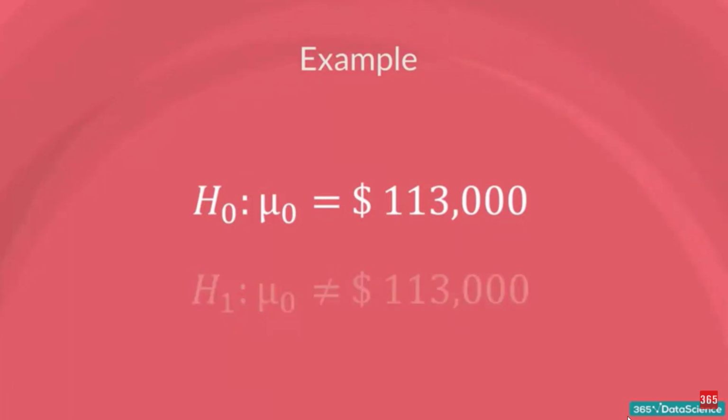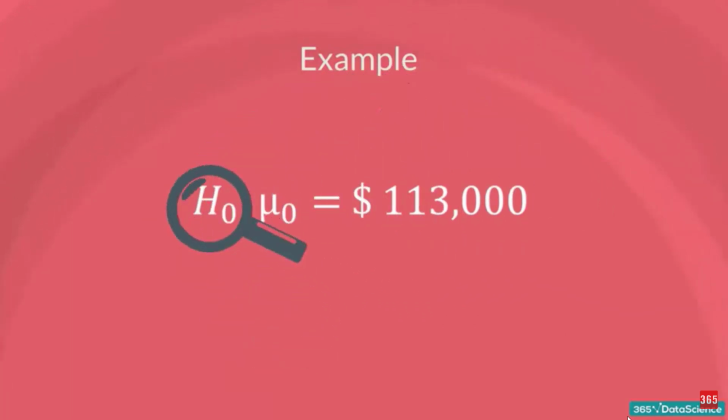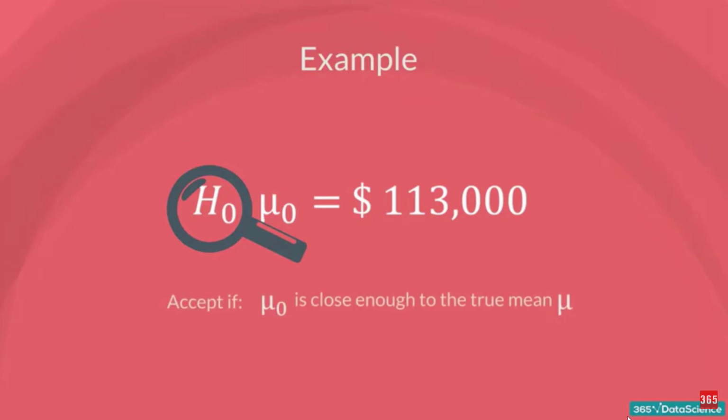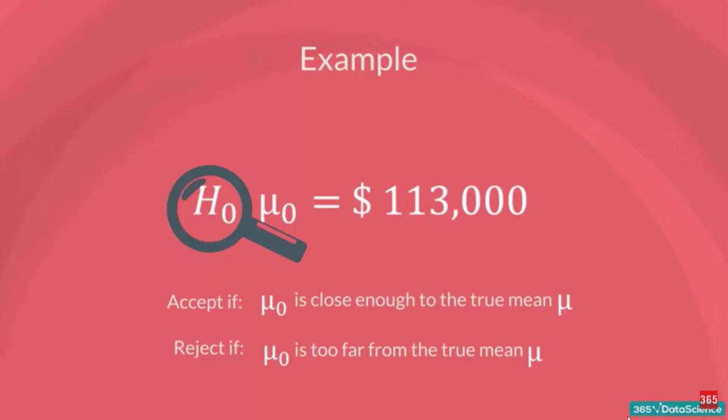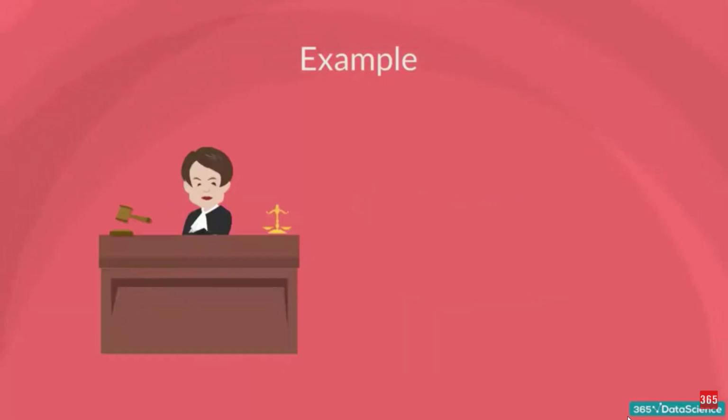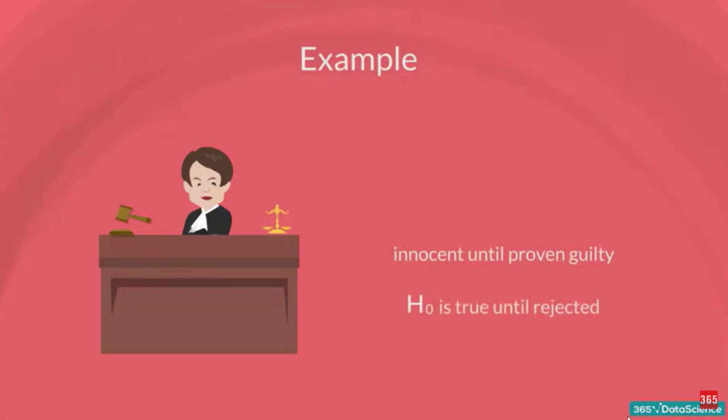Now, you would want to check if $113,000 is close enough to the true mean predicted by our sample. In case it is, you would accept the null hypothesis. Otherwise, you would reject the null hypothesis. The concept of the null hypothesis is similar to innocent until proven guilty. We assume that the mean salary is $113,000, and we try to prove otherwise.